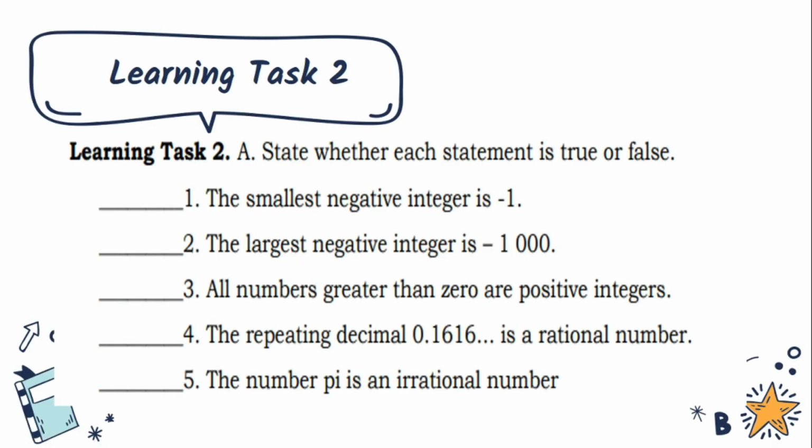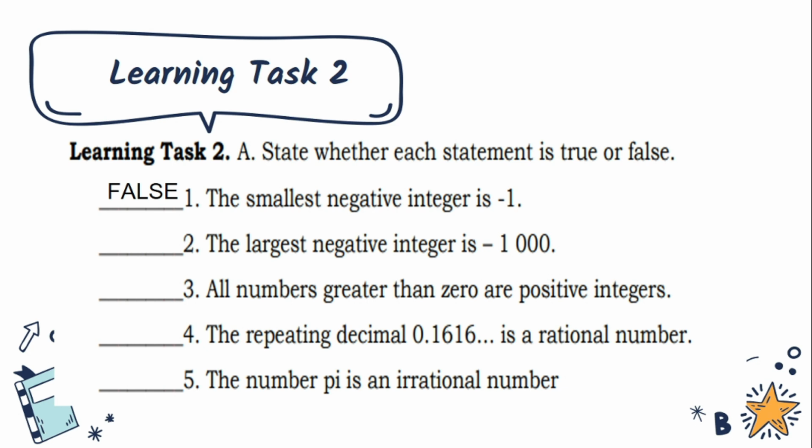Sa learning task number 2 nyo, ibibigay ko dito yung 1 to 5, and then you try to answer yung 6 to 10. Okay? Let's state whether each statement is true or false. We have here, the smallest negative integer is negative 1. Totoo ba na ang pinakamaliit na negative integer is negative 1? That is false. Okay? Dahil meron pang mas maliit sa kanya.